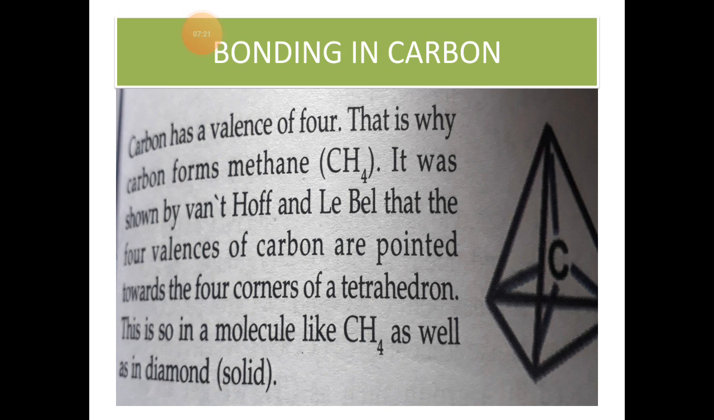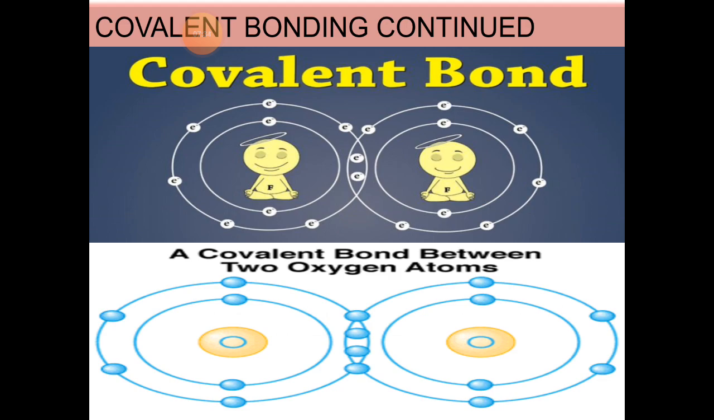screenshot. It was shown by Van't Hoff and Le Bel that the 4 valencies of carbon are pointed towards the 4 corners of a tetrahedron. This is so in a molecule like methane as well as in diamond.